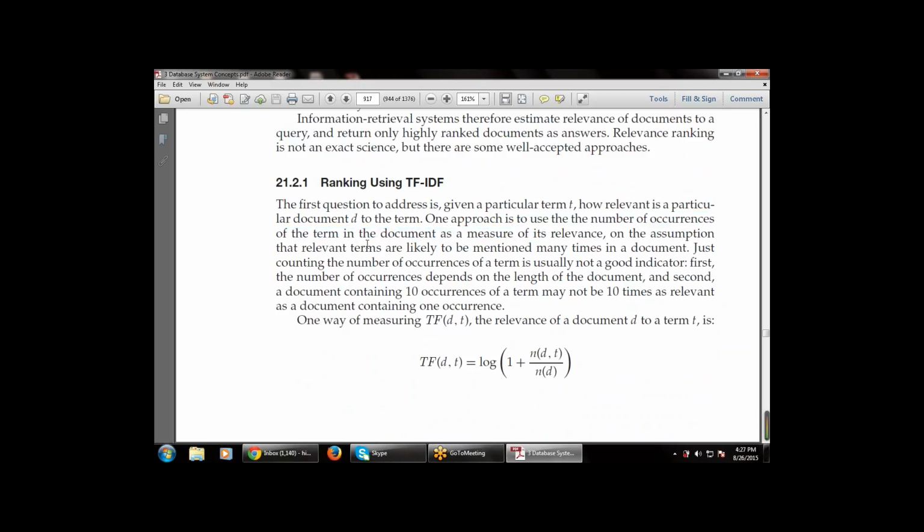One approach is to use the number of occurrences of the term in the document as a measure of its relevance, on the assumption that relevant terms are likely to be mentioned many times in a document.